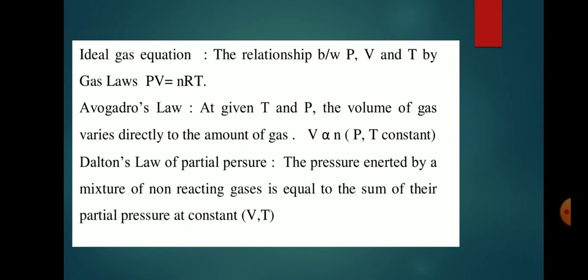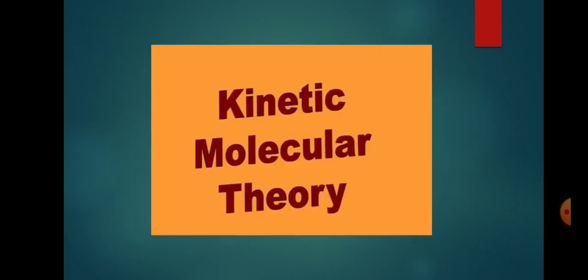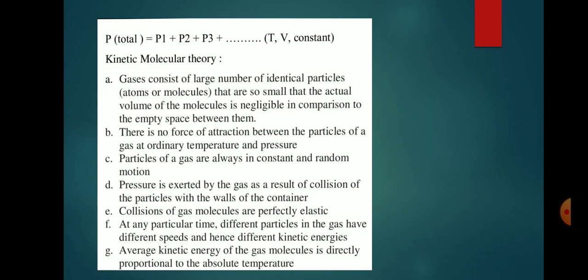Dalton's law of partial pressure. The pressure exerted by a mixture of non-reacting gases is equal to the sum of their partial pressures at constant volume or temperature. Total pressure is equal to sum of the individual pressures when temperature and volume are kept constant.